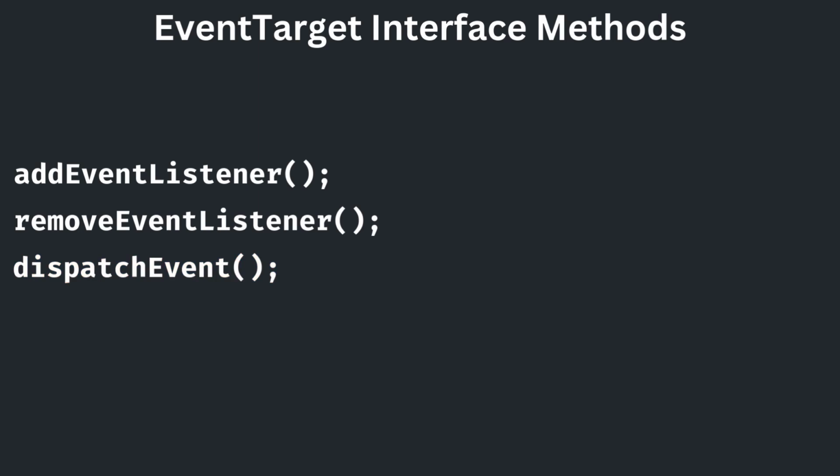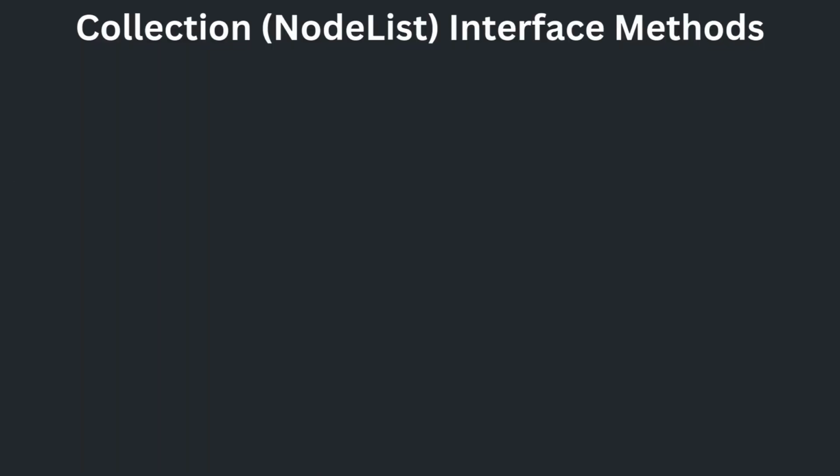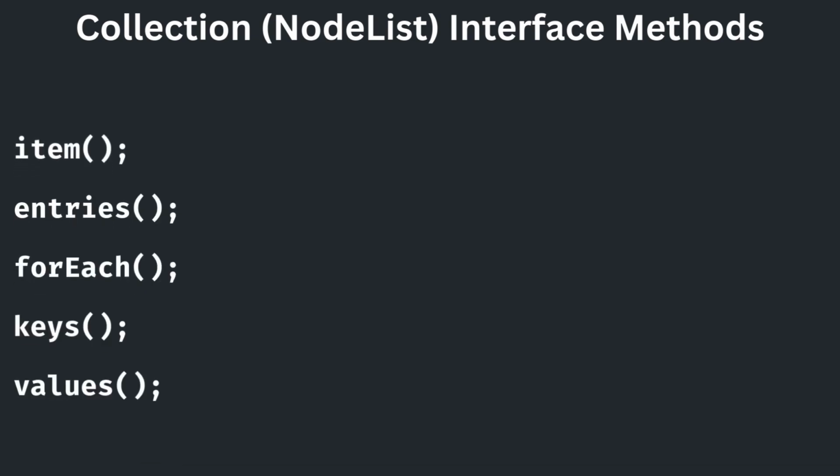Finally, we have collection or node list interface methods. This is the category that deals with collections of nodes, node lists, HTML collections, and other specialized collections. Methods include item, which returns a node at a specified index in a node list, like an array. It's basically an array. entries returns an iterator allowing to go through all key value pairs contained in the node list, so like a dictionary.